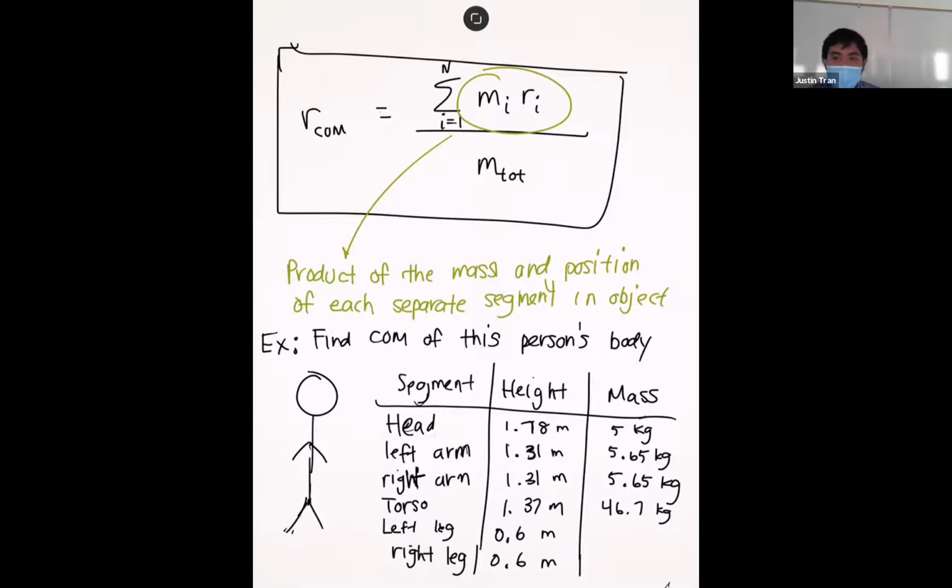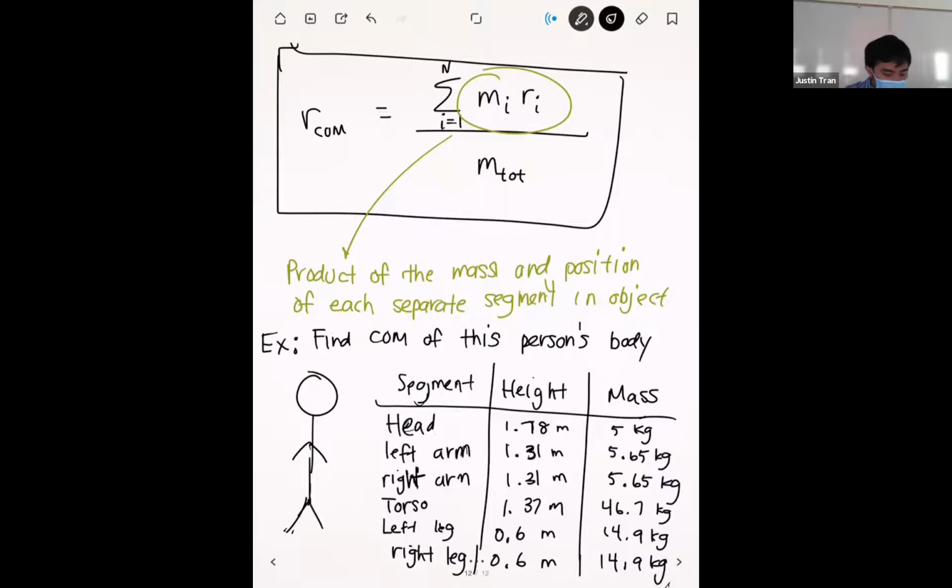So for each of the legs, we're going to assume that they are 0.6 meters off the ground, and each of their masses is going to be 14.9 kilograms. With this data in mind, we can go ahead and compute the center of mass. The legs are measured from the knee. For each of these segments, you can assume that they're measured at the middle of the segment.